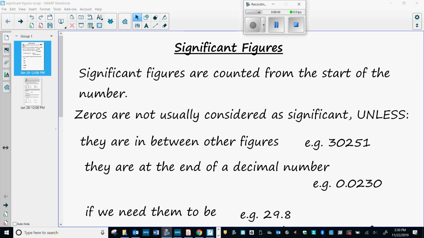Yeah, good. So significant figures, they're counted from the start of the number. If I say to you how many significant figures does the number have, you start counting them from the start of the number. Zeros are not usually considered as significant unless... so these are the unless situations.